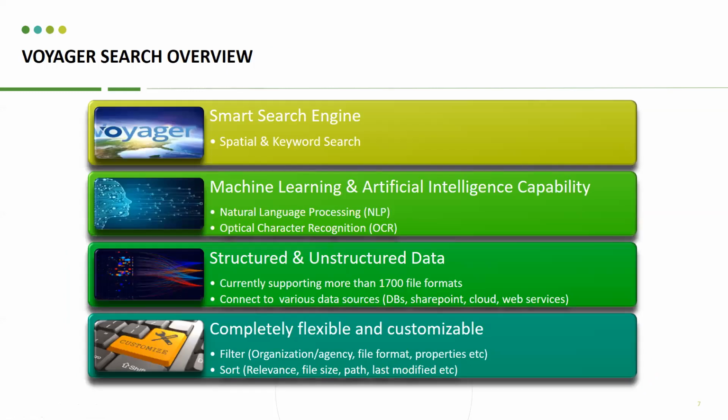Okay, so what is Voyager Search? Voyager Search is a tool that is capable of spatial and also keyword search. A normal search engine is only capable of keyword search, but Voyager is different in the sense that it can also do spatial search.